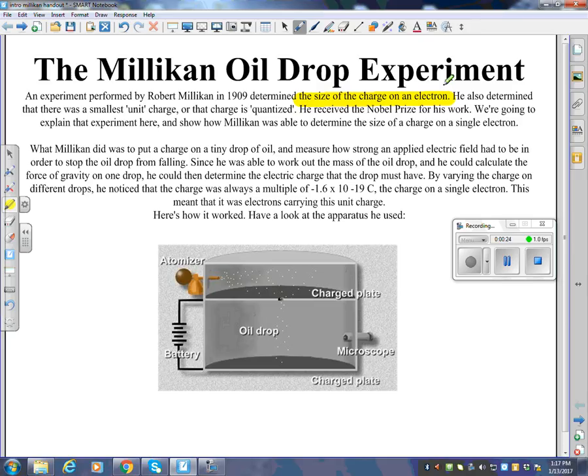He also determined that there was a smallest unit charge, or that charge was quantized. And he received the Nobel Prize for his work. We're going to explain the experiment here and show how Millikan was able to determine the size of a charge on a single electron. So this tells you how it's done.